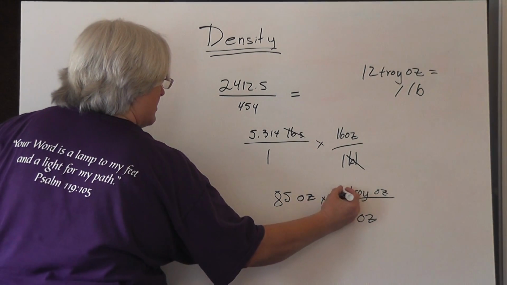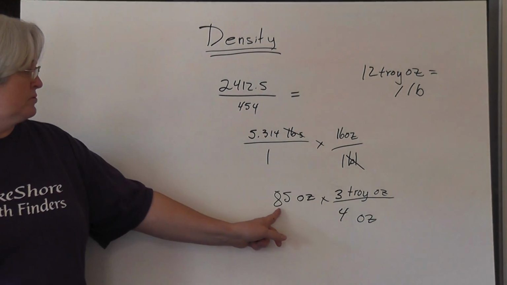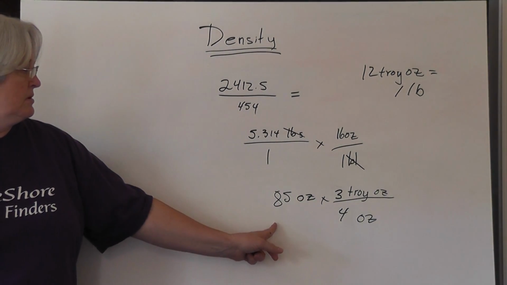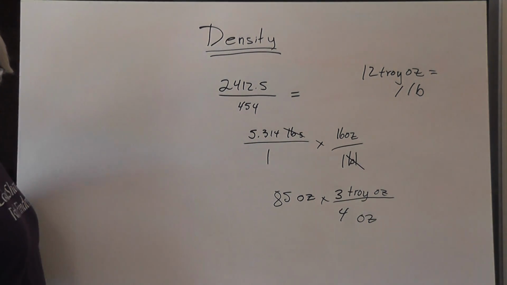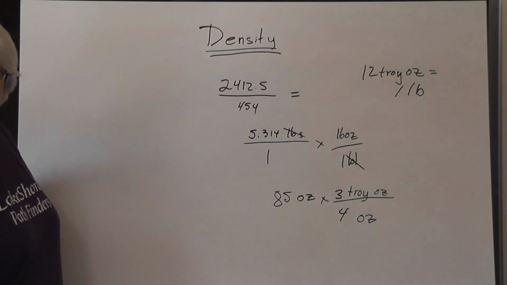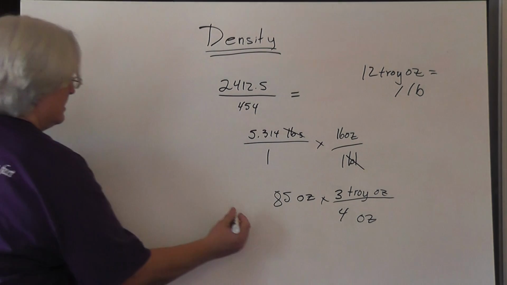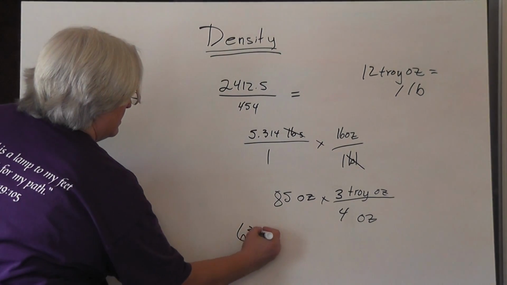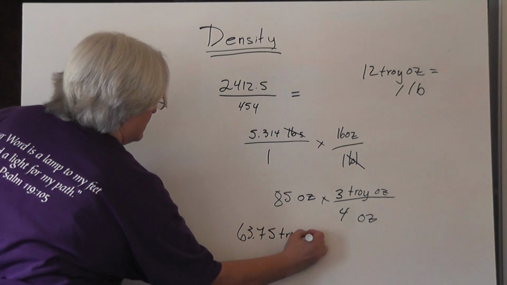So now do this multiplication for me. What you're going to essentially get is about 63 ounces. $63.75. Okay, 63.75 troy ounces of gold.